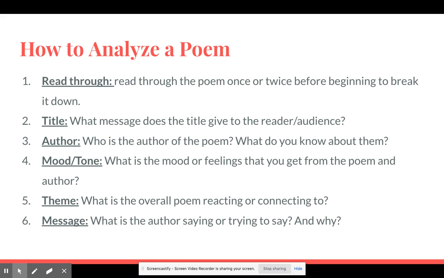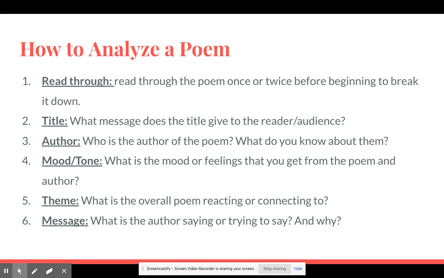And then four, you're going to move on to the mood and tone. What is the mood or feelings that you get from the poem and author when you read it? After you read it, what is the mood or tone that you're receiving? Number five, what is the overall poem reacting or connecting to? So what is the theme of the poem, if you can pull it out of the structure that I have in place? And then number six, lastly, is the message. What is the author saying or trying to say, and why?